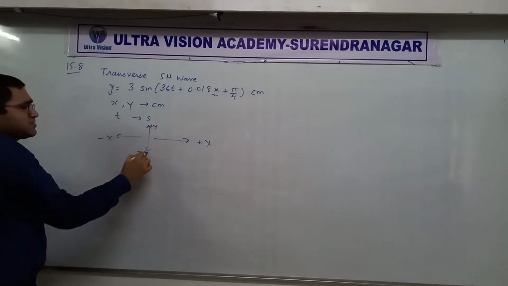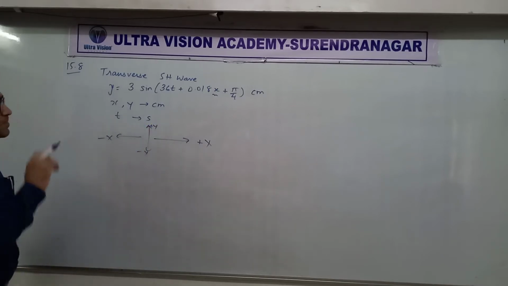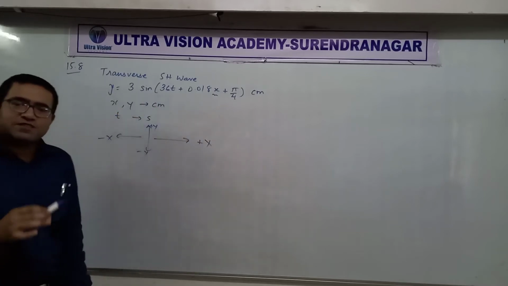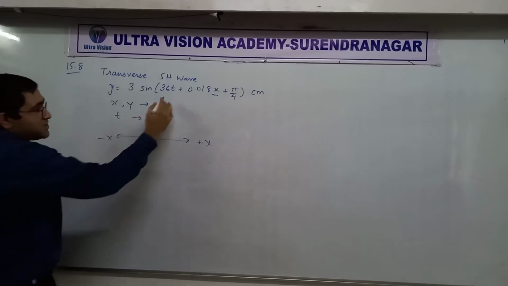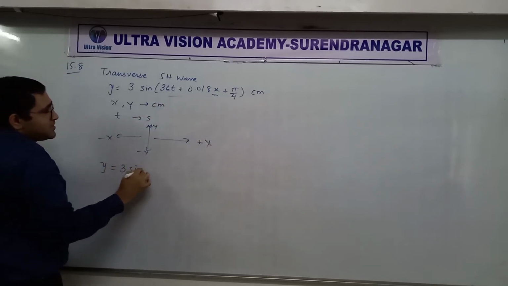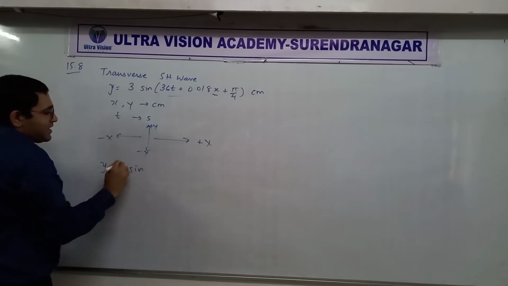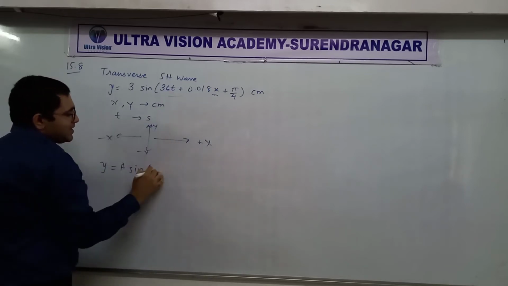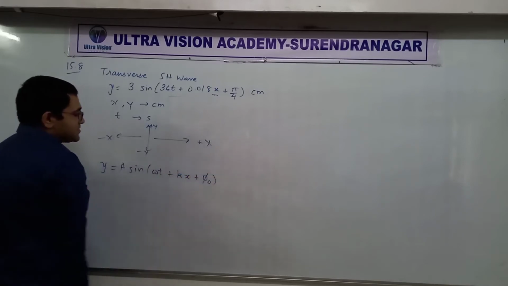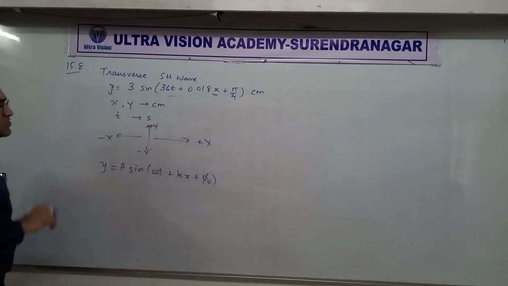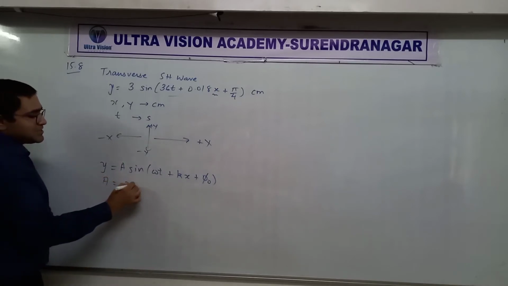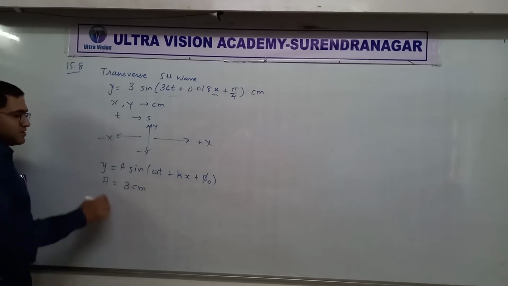Alright, fine. Now, let's see. We will compare this equation with the equation that we know of. Here you see there is a plus in between. So this is y equal to a sine (omega t plus kx plus phi 0), isn't it? We are going to compare it with this. So let's make a list of things that we know.